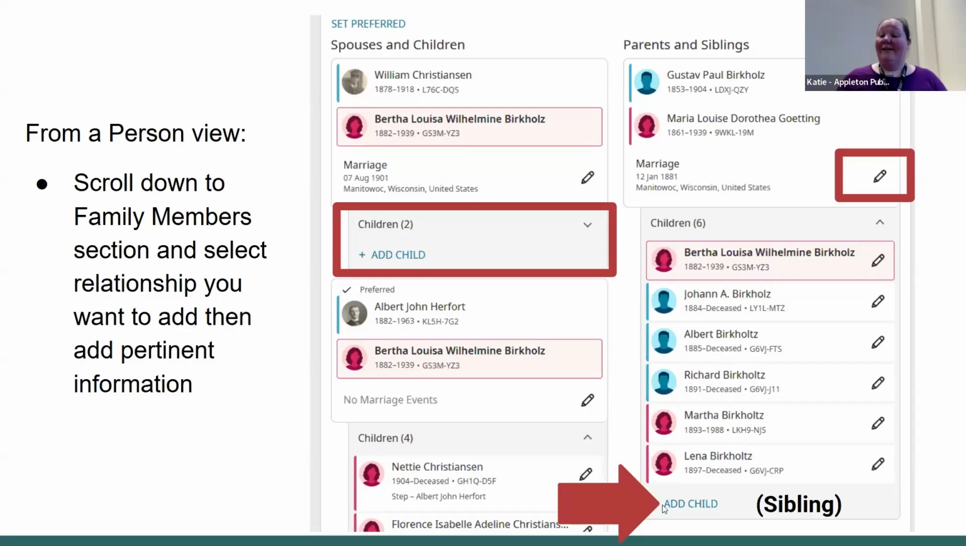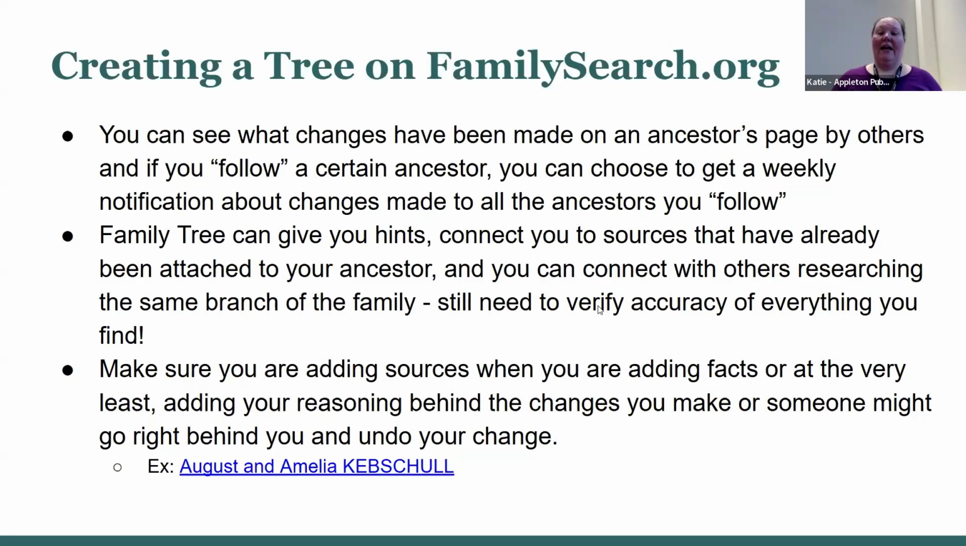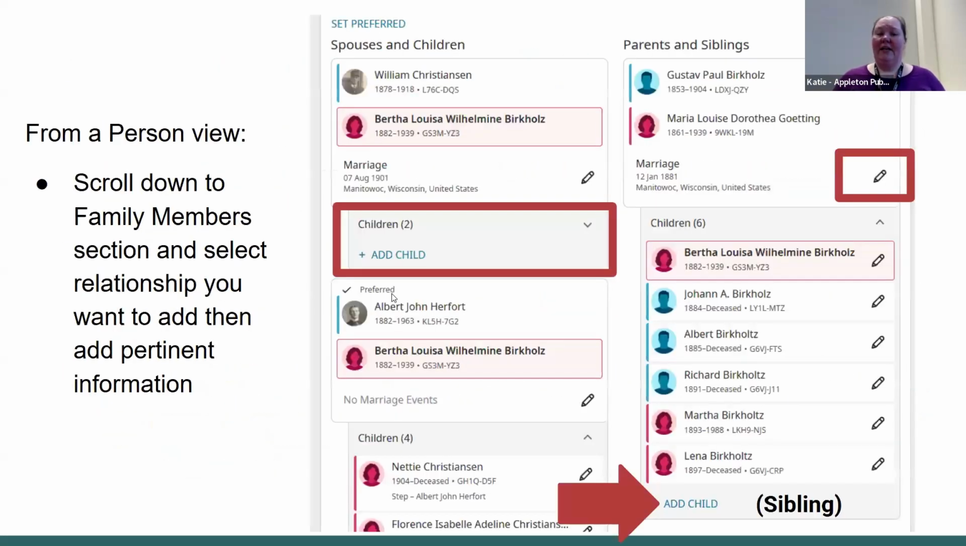Here is also where you could add siblings or different children. So just pay attention to where you're clicking to add, and then you can add more people. If I scroll down, I think I can also add another spouse if for some reason they had another spouse.